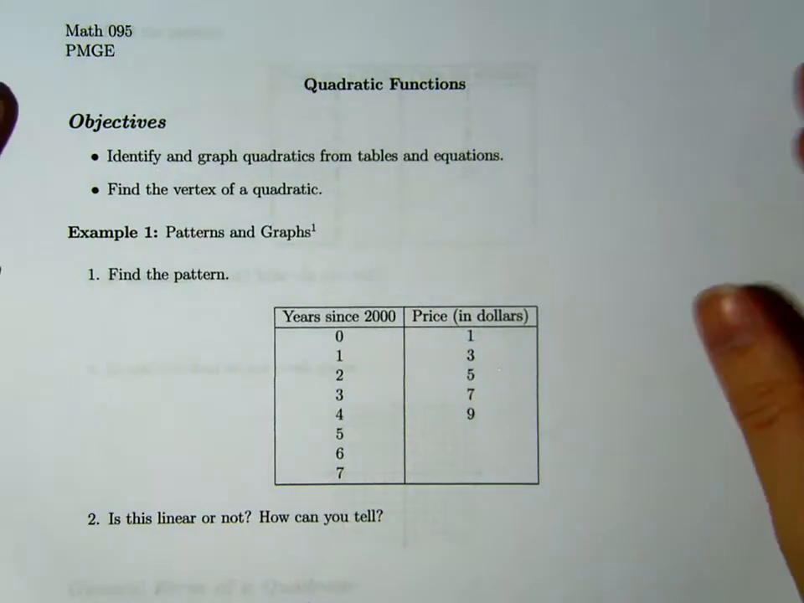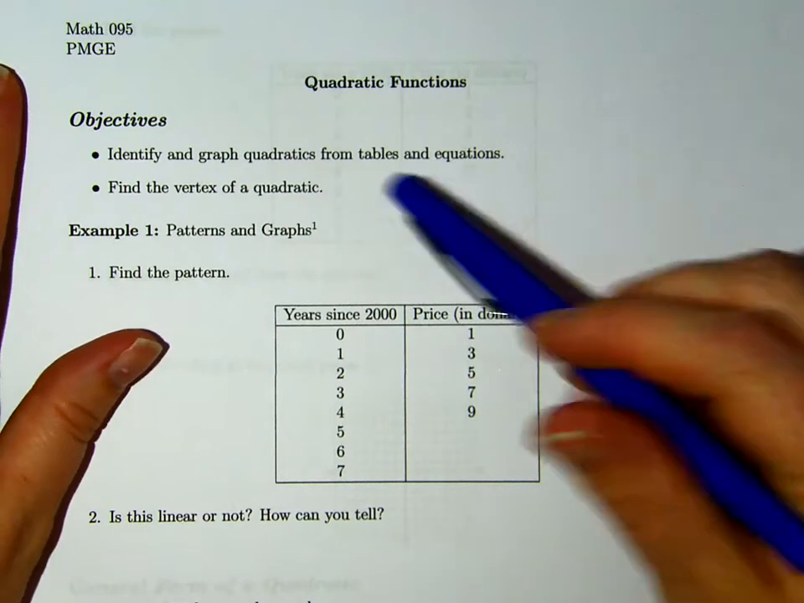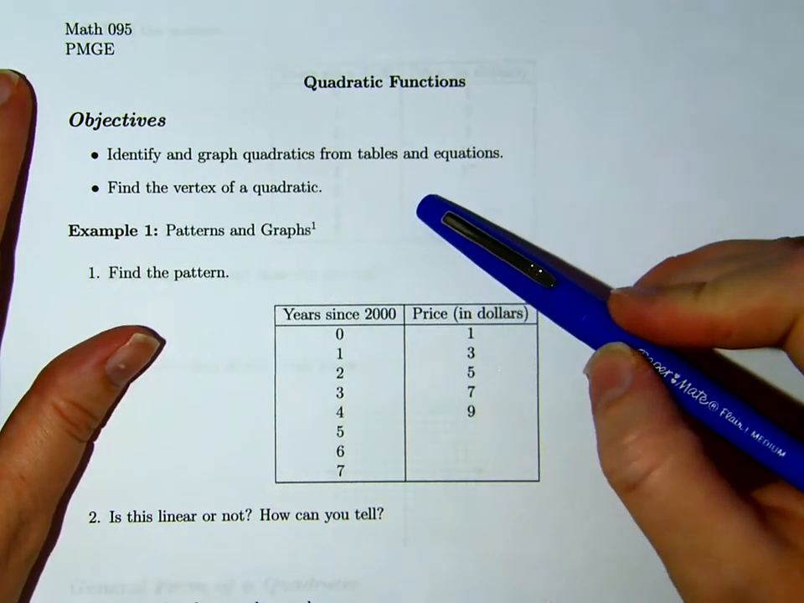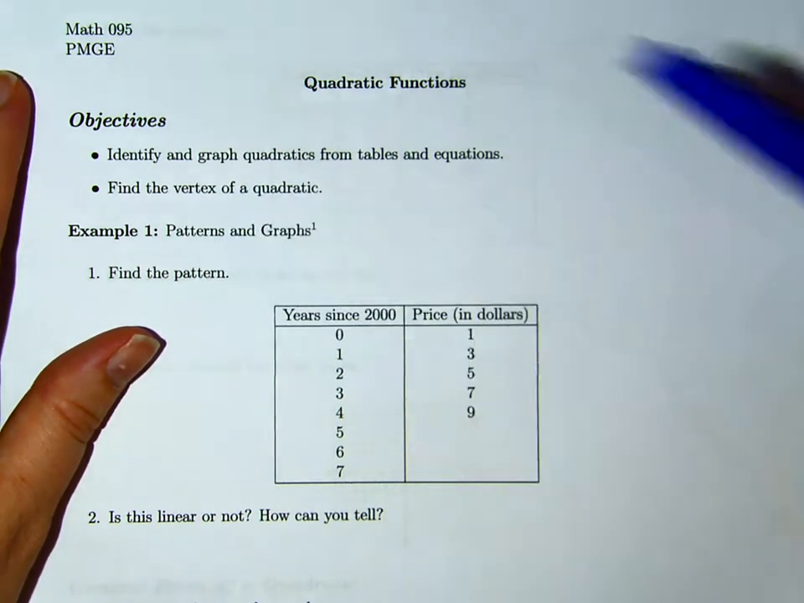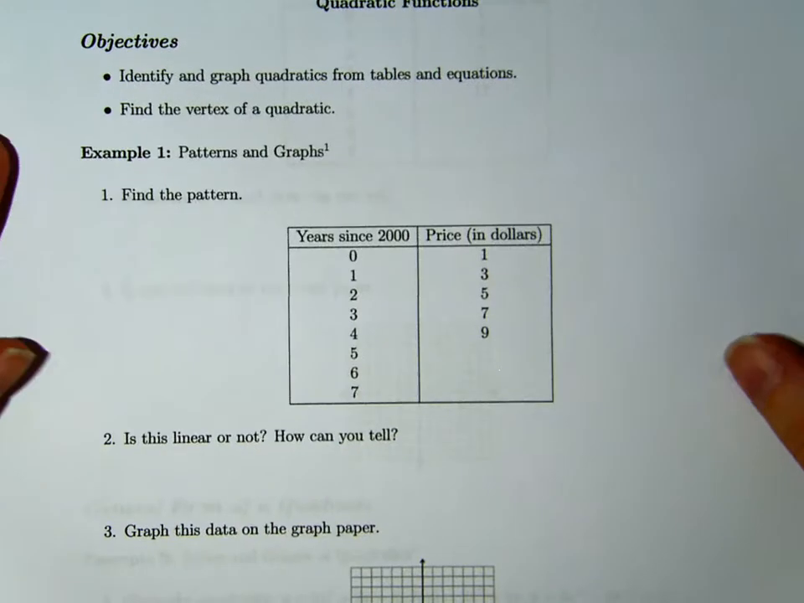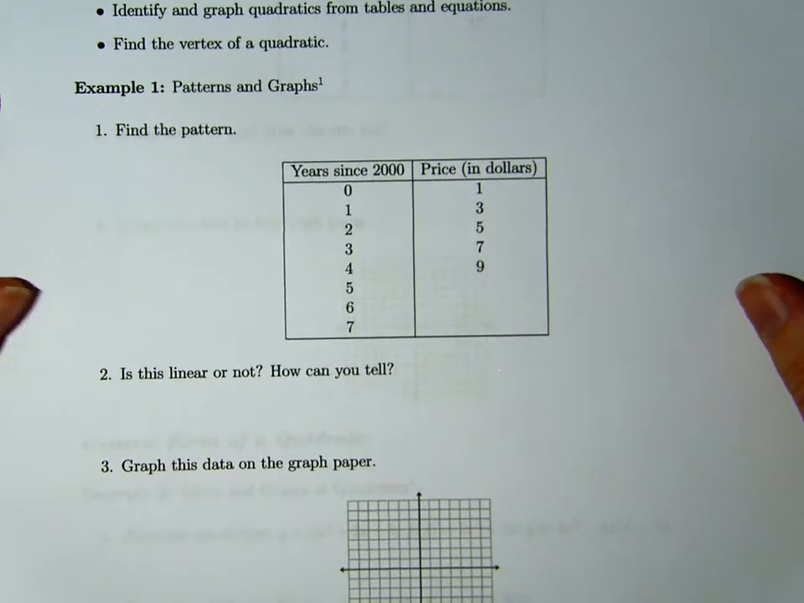Right, so after talking about Pythagorean with some squares and some square roots, we're actually going to jump to section 4.7 that talks about quadratic functions because there are some squares involved. So we're going to identify graphs of quadratics from tables and equations, and we're going to find the vertex of quadratics. So let's take a peek at quadratic functions.